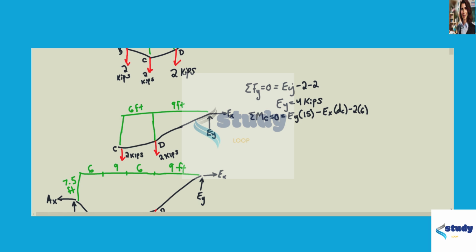Simplifying this, we get 4 times 15 minus Ex dc. We'll move the 2 times 6 to the other side, which is 12. Isolating Ex times dc, that will equal 48 kip-feet.